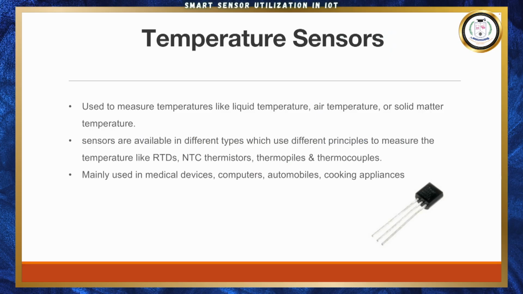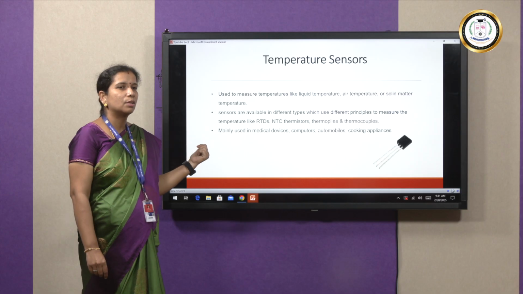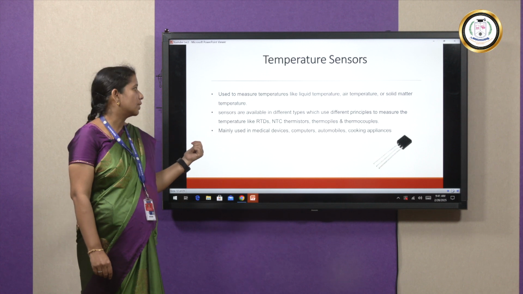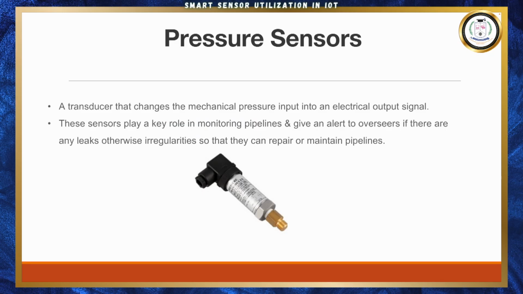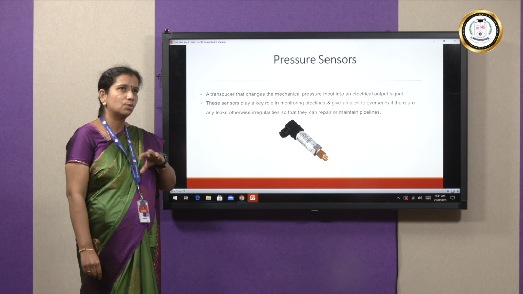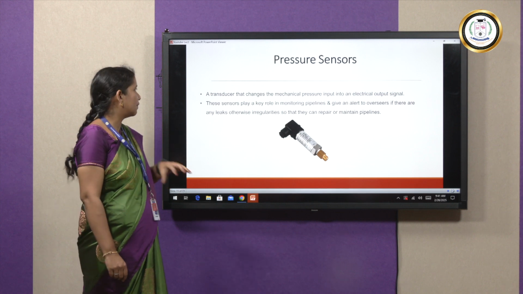Next is the temperature sensor, which is used to measure temperature. For example, we can measure the temperature of a solid, liquid, gas, anything. We use temperature sensors in our household devices, in industries, etc. Right? Next is the pressure sensor, which is used to measure pressure, especially in gas pipelines, to measure the pressure of a gas.